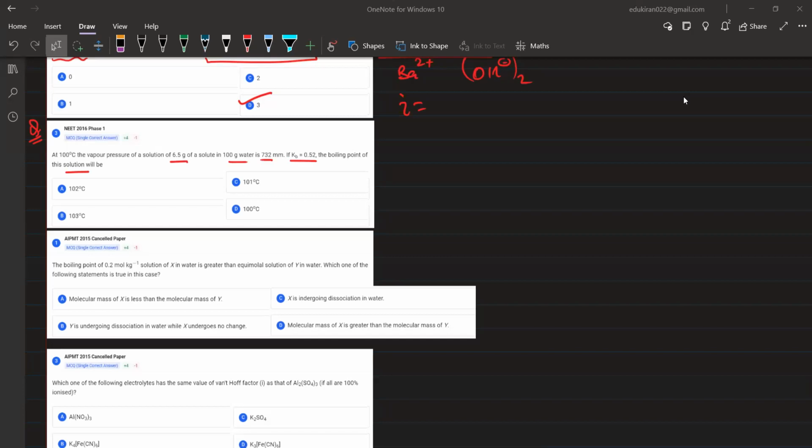So the vapor pressure of the solution, 6.5 gram of solute in 100 gram of water, is 732 mm.